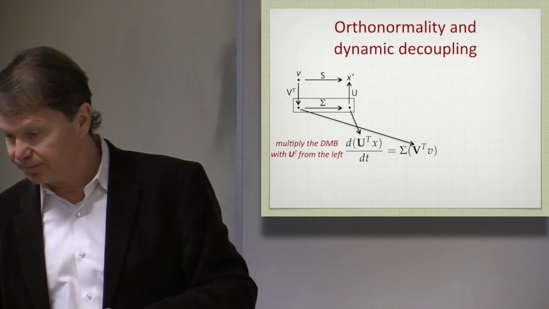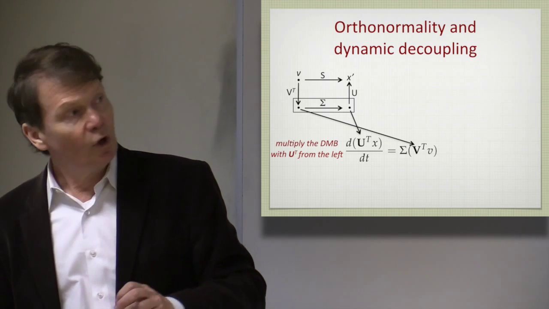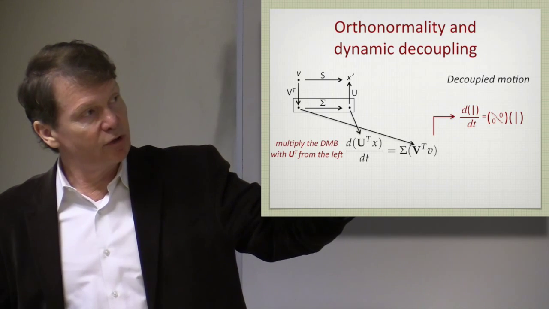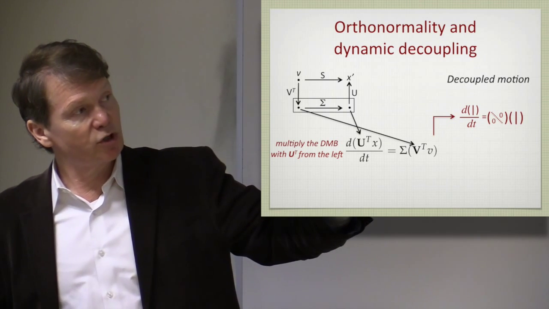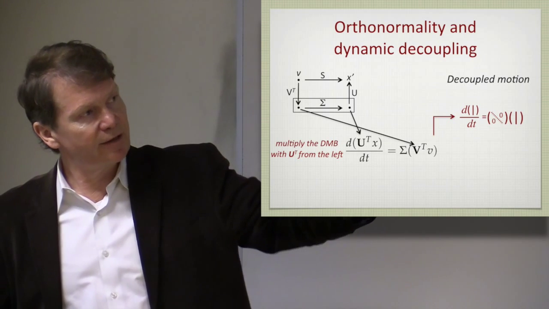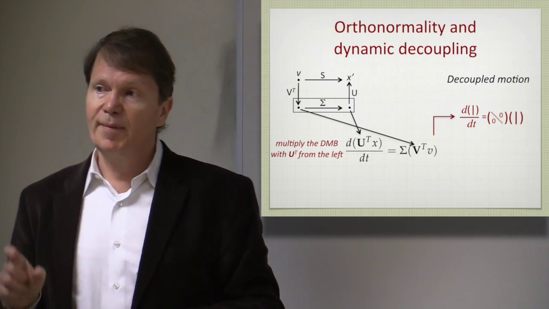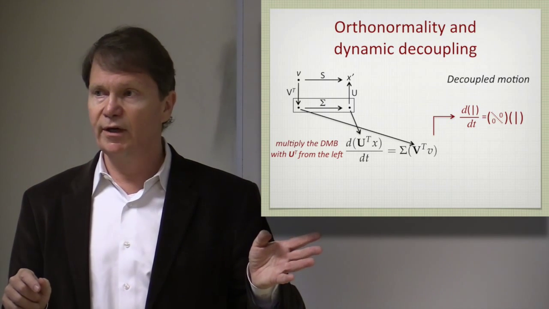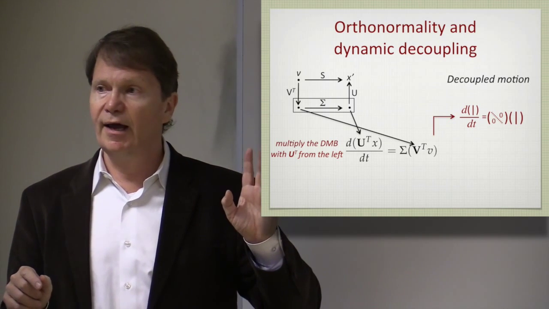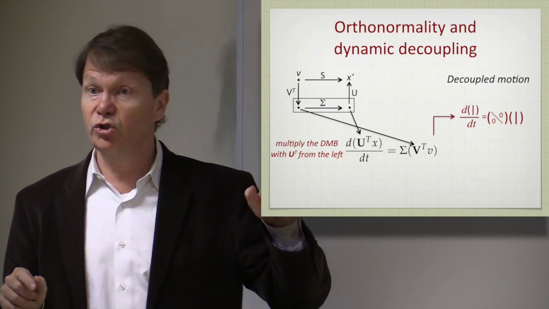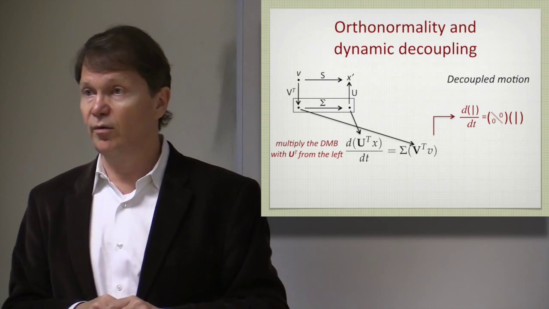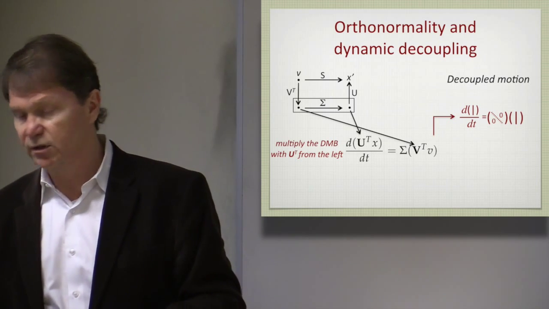So this equation just comes by multiplying the original dynamic mass balances by U transposed from the left, and that's what you get. So I basically map a linear combination of fluxes into a linear combination of concentrations. And that linear combination of concentrations is going to move as an independent block in response to that linear combination of fluxes. And we'll see more about this in a moment.